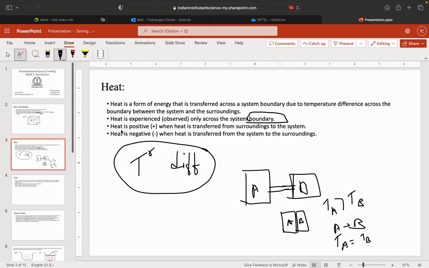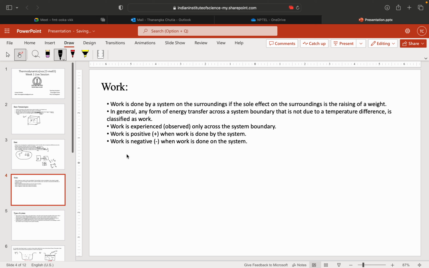Now the most important part is the sign convention for heat. If you add any heat to the system, then you have to take it as positive, and if you remove heat from the system, then you have to take it as negative. Okay, another is the work.